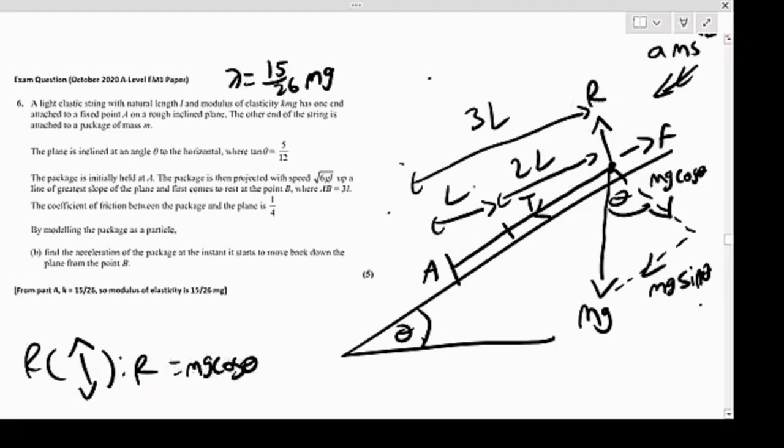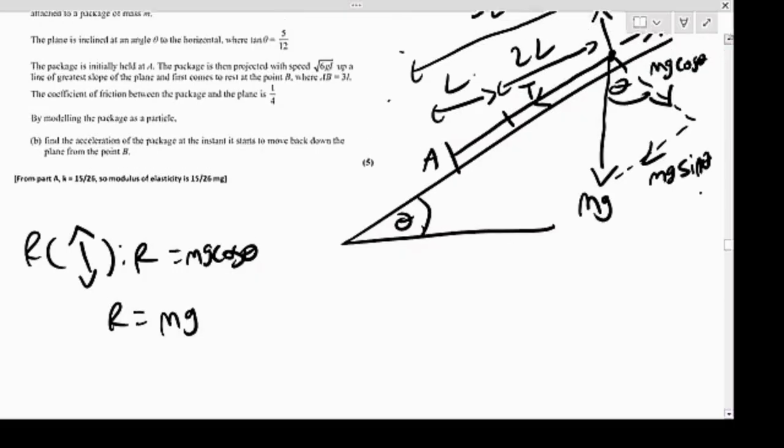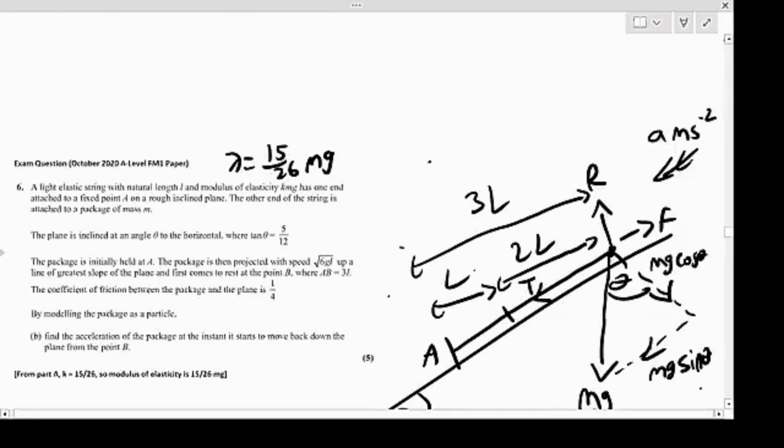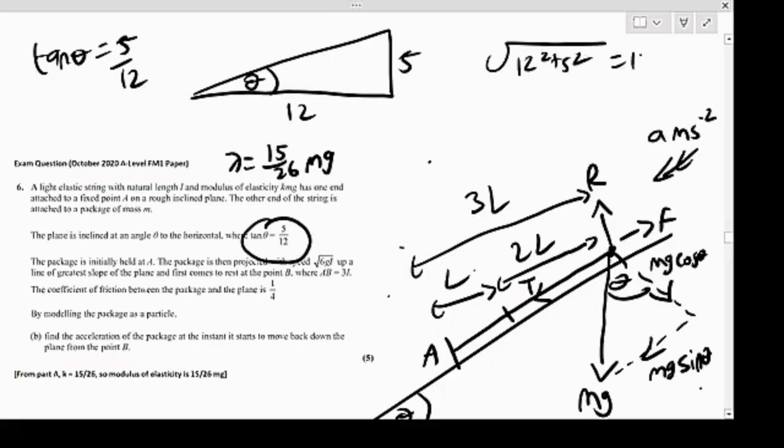Okay. So that means R is going to be mg cos theta. Now I'm going to need to find an expression for cos theta, but I know that tan theta is 5/12. Again, if I now draw a little triangle, according to this, the opposite is 5 and the adjacent is 12. If you do a bit of Pythagoras, 12 squared plus 5 squared, rooted, equals 13. We get 13 for the hypotenuse.